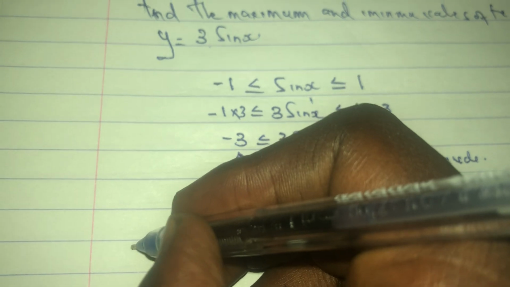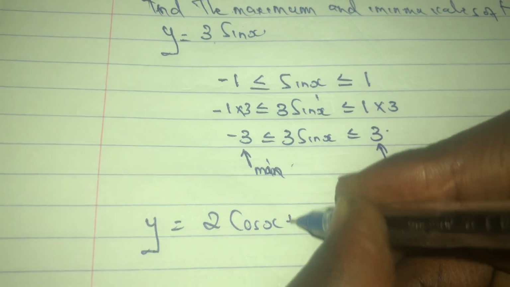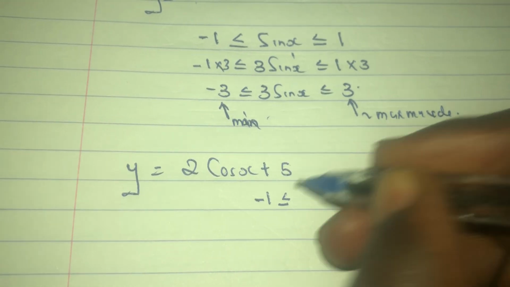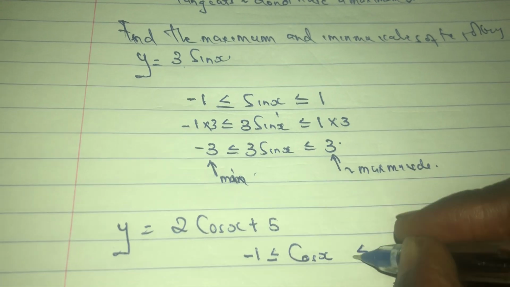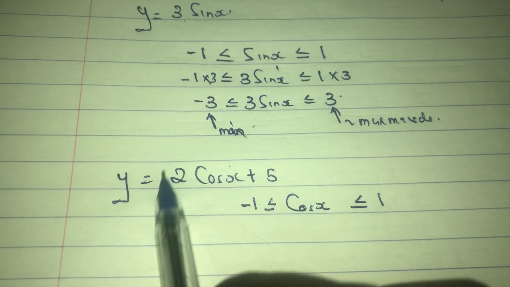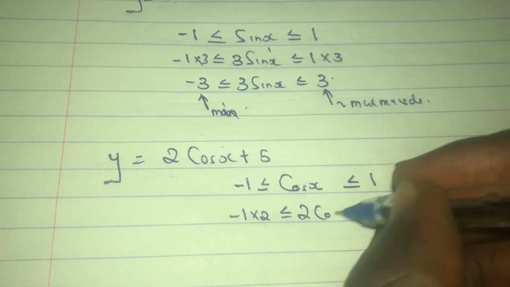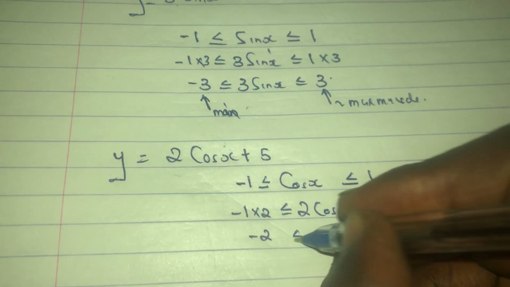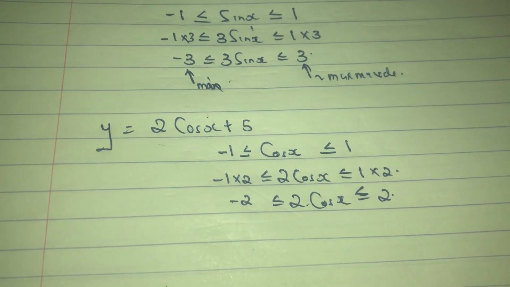Let me try to make it a little bit harder. They tell you find the maximum and minimum value of 2 cos x plus 5. Actually, this is simple. Remember we said the range of cos and sine is negative 1 to positive 1. So after knowing this, we first put in the 2. -1 times 2 becomes -2, and 1 times 2 is 2. This is the range of 2 cos x.